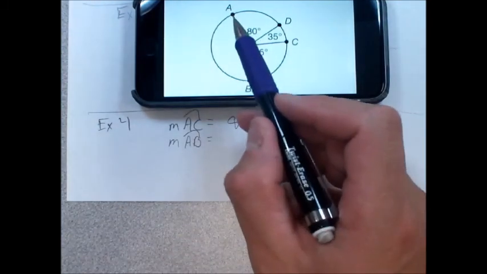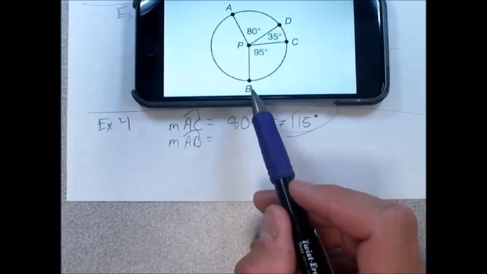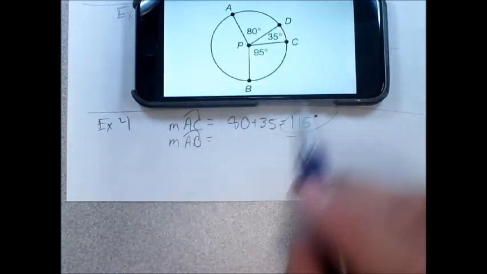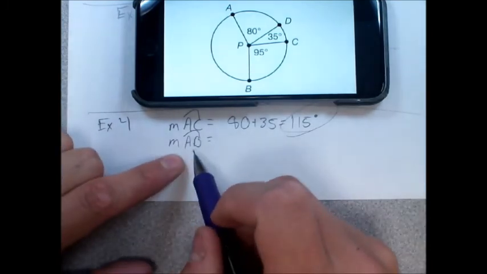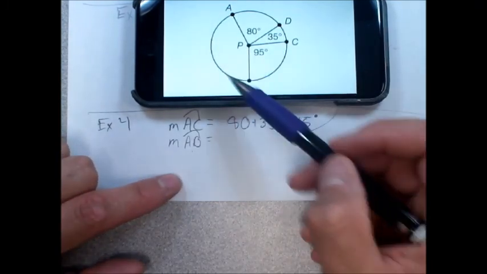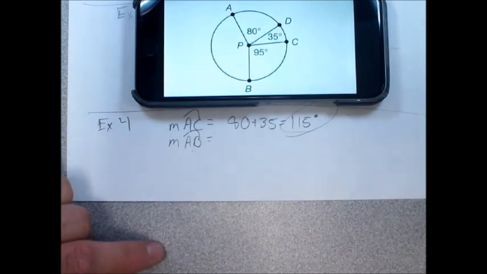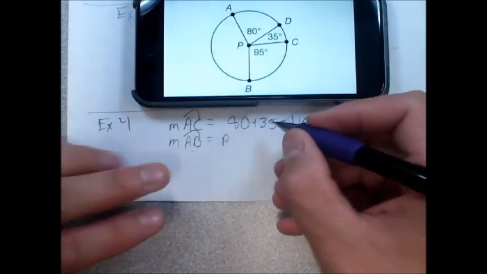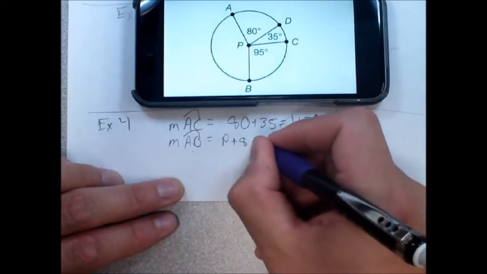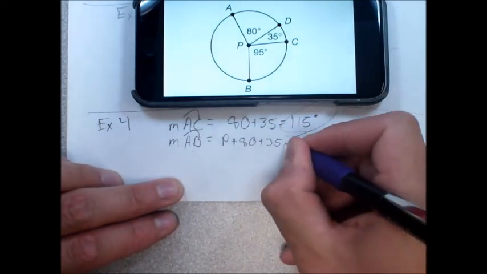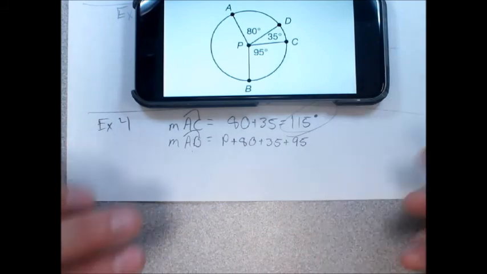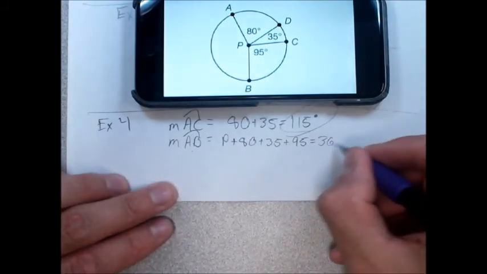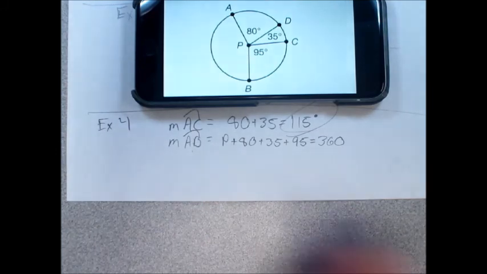Because if I say AB, we're going shortest distance. If I say ADB, then it tells me that I'm going through that way. So if I'm finding AB, it doesn't tell me that right here, right? It just says P. But I do know that whatever the angle P is, plus 80, plus 35, plus 95, I do know that all equals what? 360. So I can solve that problem by adding all of this together.